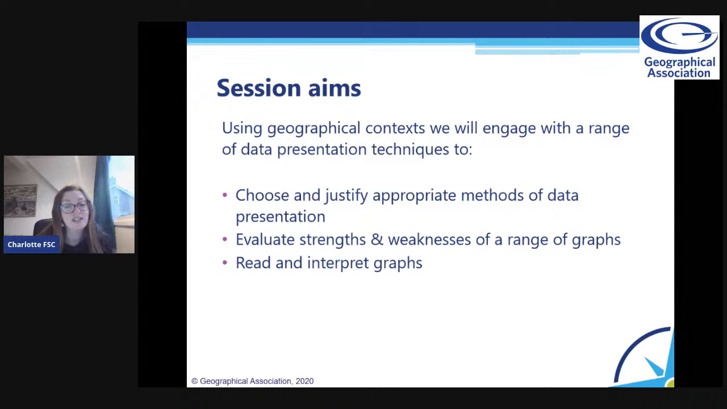We'll be evaluating the strengths and weaknesses of a range of those graphs as we go through. And finally, we'll be looking at how we read graphs and interpret them to help us interact with the data. Although I go through a whole range of skills and types of graph, it is well worth looking at your own specification or your exam board's links to the skills that you need for your specific exam. This is a generic session.